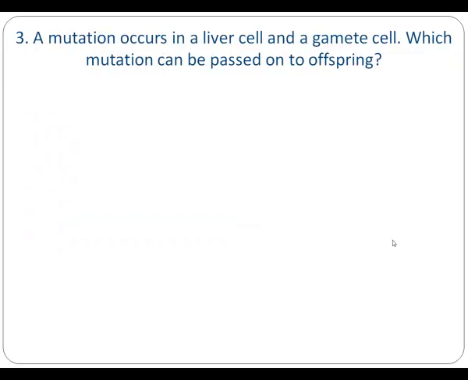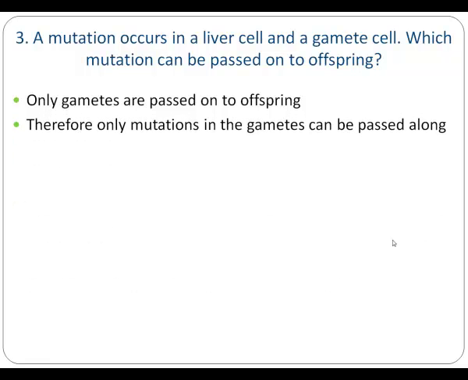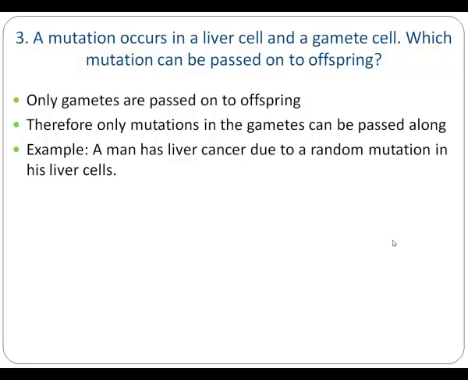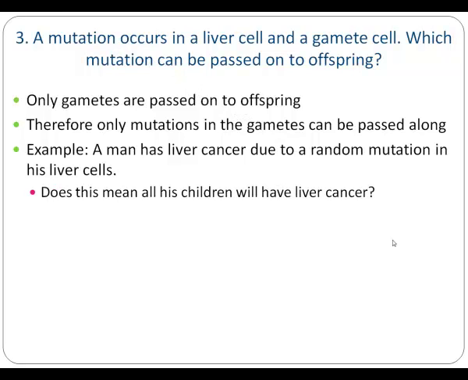A mutation occurs in a liver cell and a gamete cell, which is passed on to offspring? Only gametes are passed on to offspring. You were made from a gamete from your mother and from your father. So therefore, only mutations in the gametes can be passed along. Example, a man has liver cancer due to a random mutation in his liver cells. That doesn't mean that all of his children are also going to have liver cancer.